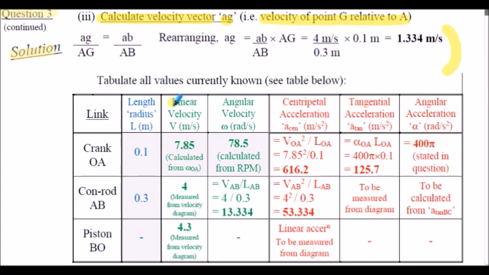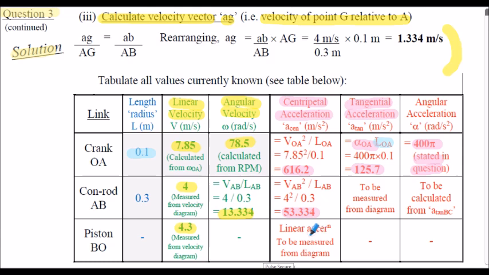And then we tabulate the linear velocity and angular velocity values, some calculated and some determined from our vector diagram. As before, we can then work out the centripetal accelerations, as shown here. In this case, because we actually have an angular acceleration of the crank, 400 pi radians per second squared, stated in the question, we can actually work out a tangential acceleration for the crank from alpha multiplied by L, the length of the crank. So in this case, that's 125.7 metres per second squared. And we'll need to use that in the construction of our acceleration diagram.